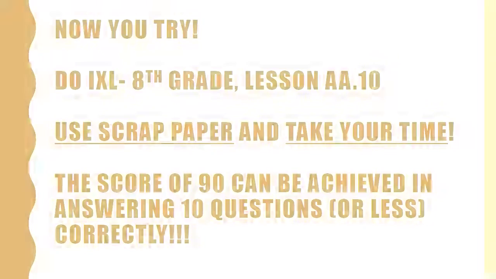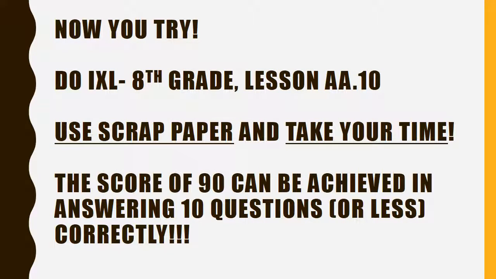So now it's your time to try. You're going to be doing IXL, the 8th grade lessons, and you're looking at lesson AA.10. Now it's extremely important that you use scrap paper to work these out. You can easily reach your goal of 90 if you take your time and use your scratch paper. You can get this done if you answer your first 10 questions correct. So take your time so that you're not going back and forth with your score. Use that scratch paper to help you. All right? Good luck.